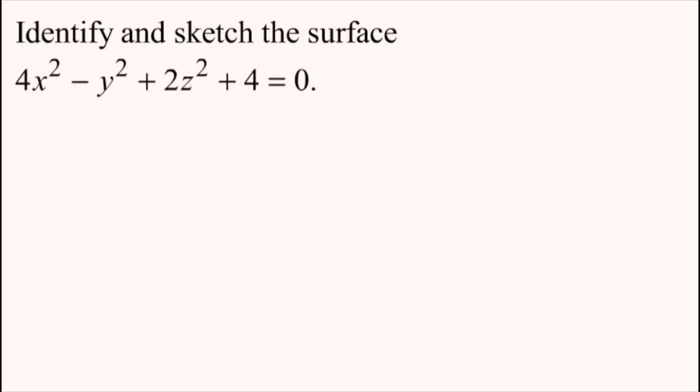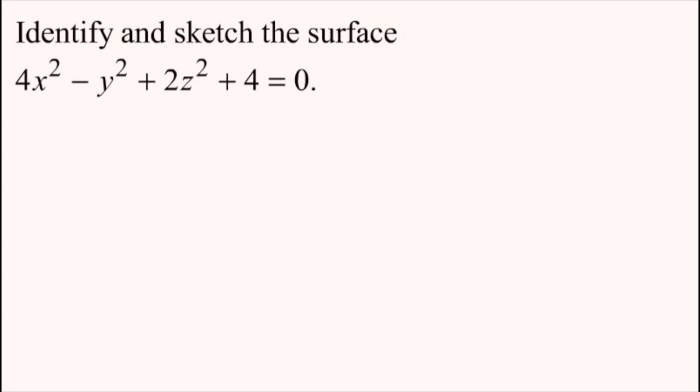Identify and sketch the surface 4x squared minus y squared plus 2z squared plus 4 equals 0. As soon as you look at this, you see three variables, and at least a couple of them have squared terms. We know that we're dealing with quadric surfaces. That's the three-dimensional counterparts of our conic sections. Now, how to figure out what we're dealing with exactly?